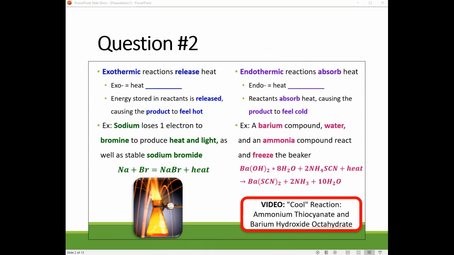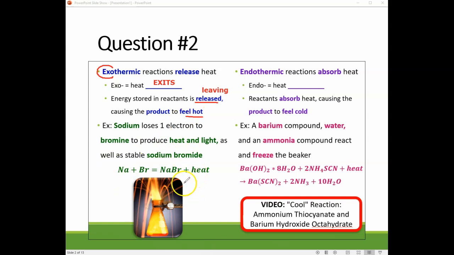Question number 2 is asking a little bit about what's happening during exothermic and endothermic reactions. Remember that in an exothermic reaction, the heat is actually exiting. That's what that prefix exo means, right? Heat exits. And in this case, if heat is exiting, meaning it's being released or leaving the reaction, then you're going to end up with something that ends up feeling really hot. All right, so exothermic reactions feel hot.